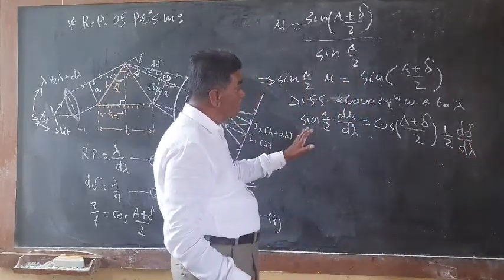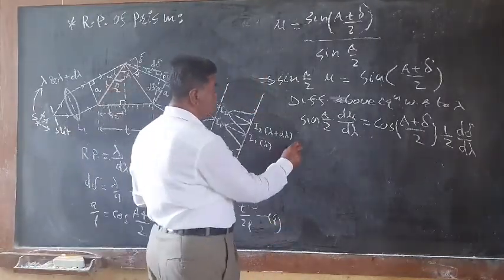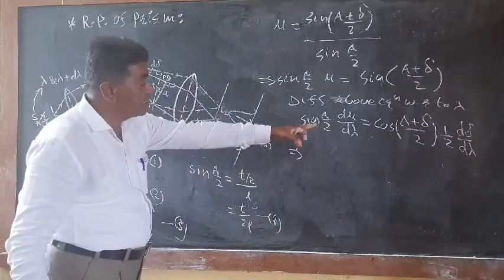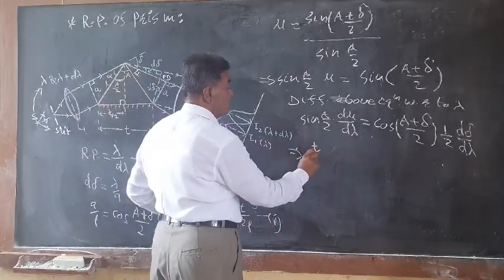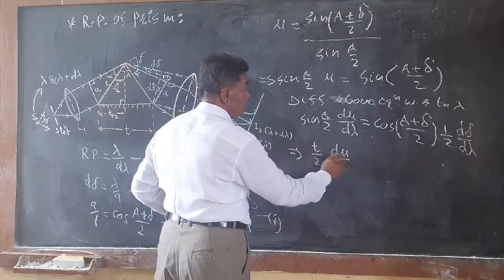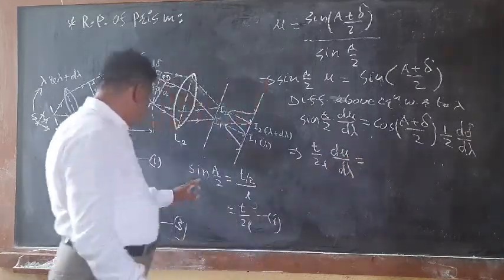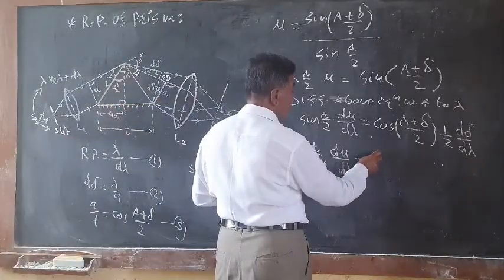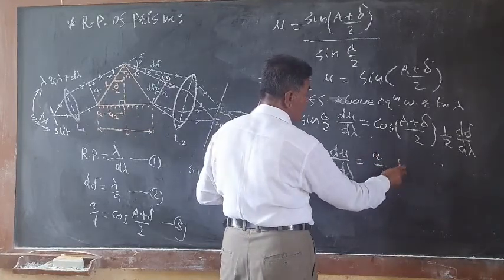Now we will put in all these values. We know sin A by 2 is equal to t divided by 2l. So from equations 2, 3 and 4, this equation becomes t by 2l into d mu divided by d lambda, which will be equal to the value of cos of (A plus delta) by 2, which is equal to a by l. So this will be equal to a divided by l into half as it is.